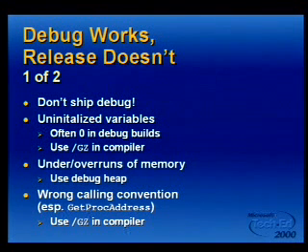I've also got listed here, under overruns of memory, use the debug heap. When you launch a program under the debugger, it's actually using the debug heap. So what you need to remember is to watch out for using the debug heap. You should attach to the process as it's running, and that'll give you the heap that it actually runs as in retail.